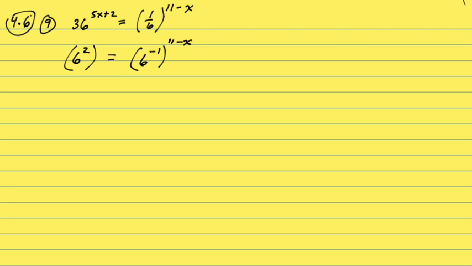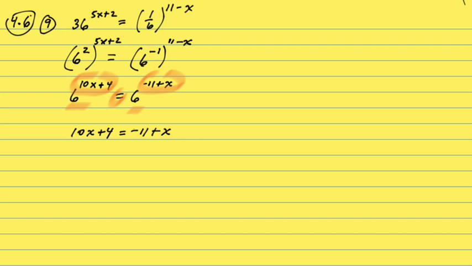You still have these powers outside. And when you do a power raised to a power, you multiply your exponents. So that's 10x plus 4. A power to a power, you multiply your exponents. So that's negative 11 plus x. The expressions are equal. The bases are equal. That means the exponents have to be equal. So you get 10x plus 4 equals negative 11 plus x.